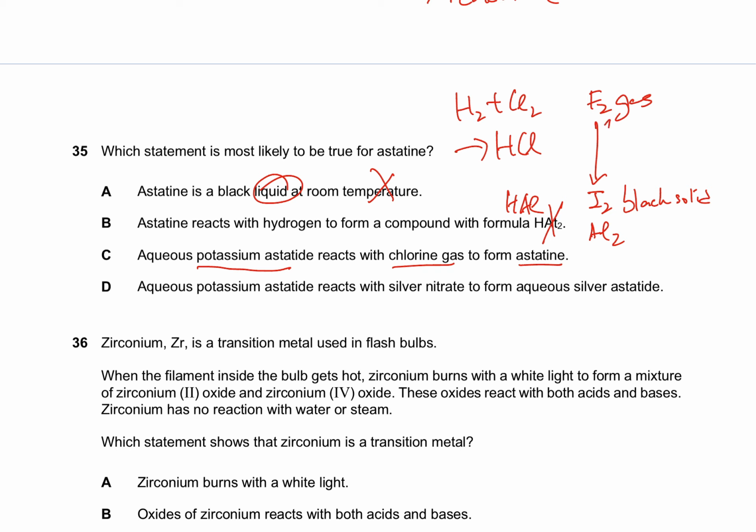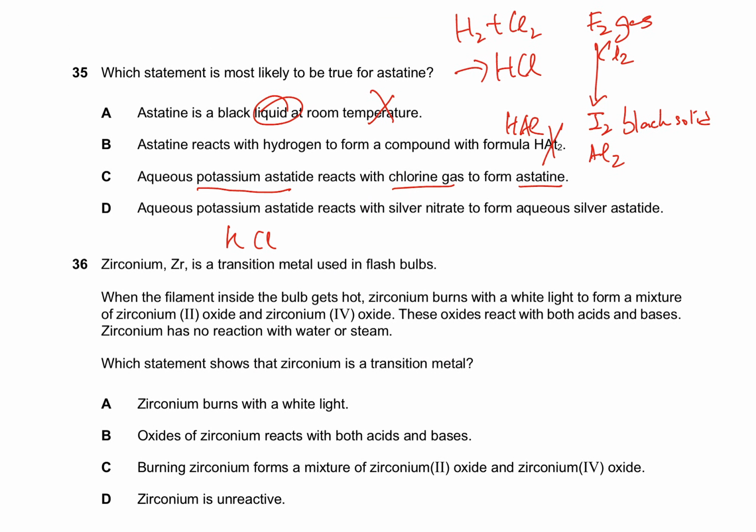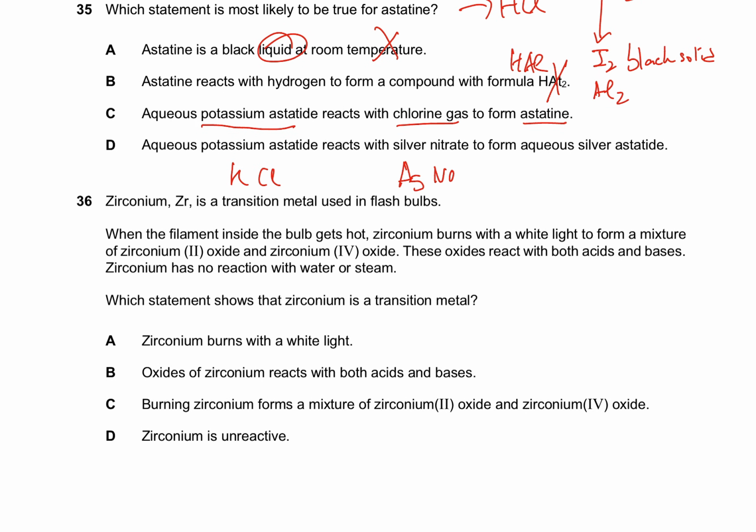Next one, potassium astatide reacts with chlorine gas to form astatine. So chlorine, which is here, is more reactive than astatine. So chlorine can displace astatine. Next one, potassium astatide reacts with silver nitrate to produce aqueous silver astatide. So let's think about it. Potassium chloride, which is in the same group, reacts with silver nitrate to form aqueous silver chloride. So we all know that that is false, because silver chloride is insoluble in water, so it cannot form an aqueous solution.